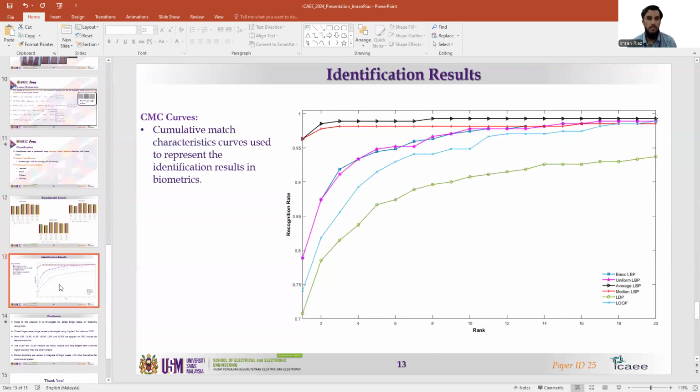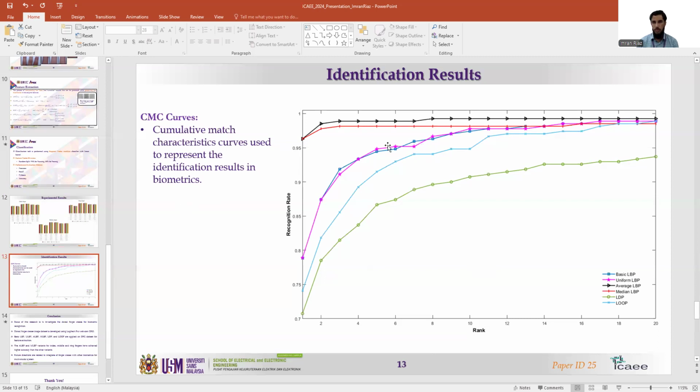Next, there are the identification results. Identification is done basically 1 versus n. One user is compared with the rest of the biometric data available in the database. And for that purpose, we used CMC curves, cumulative match characteristics curves. In this case, the recognition rate is drawn against the rank.